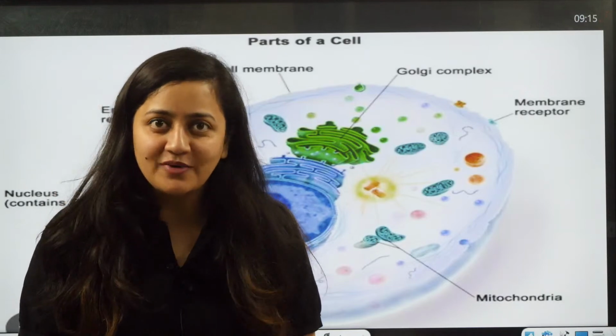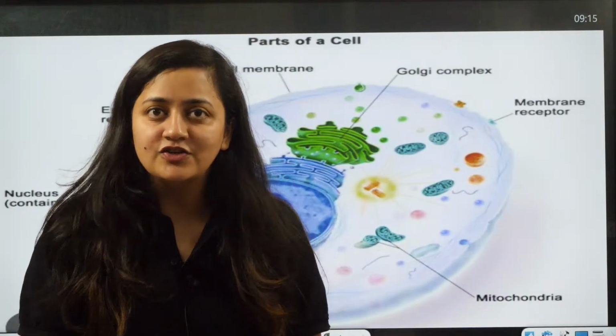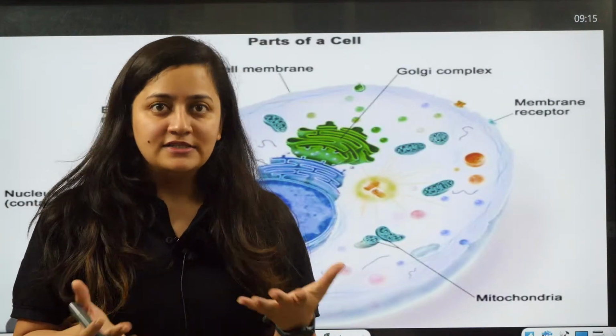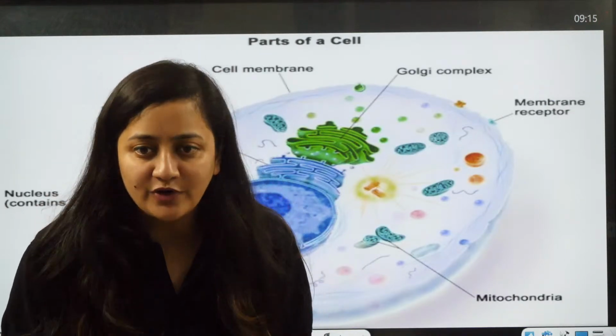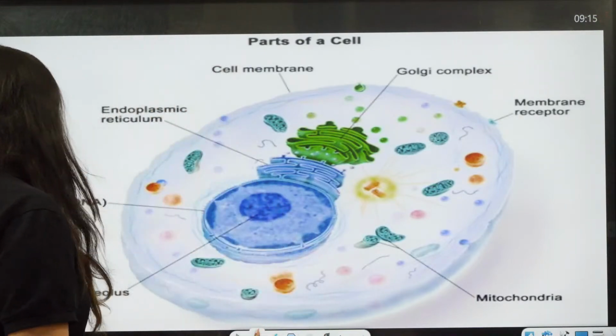I am your biology educator Ambika Sharma, and today it is lecture number 4 on the cell chapter of the course, and today we are going to talk about the cell wall and the endomembrane system. So how are you all?